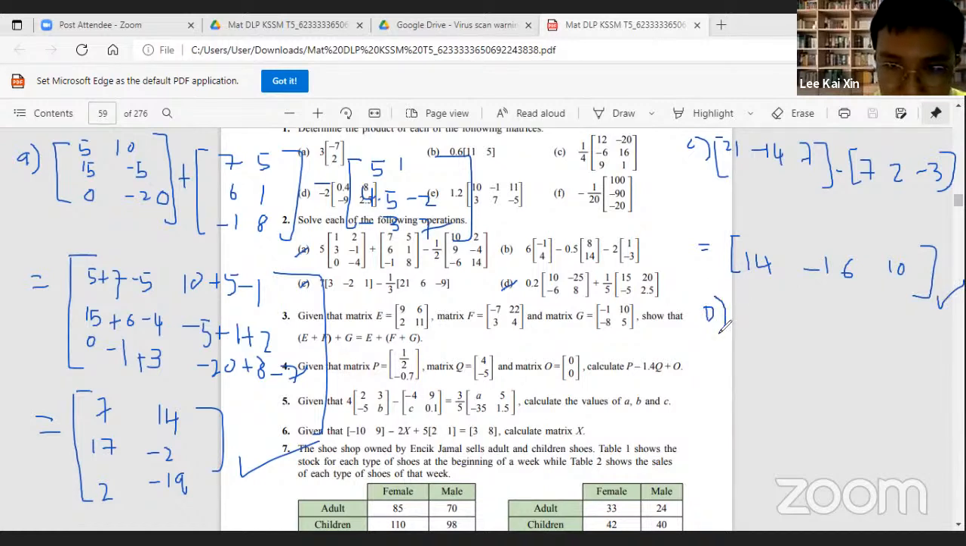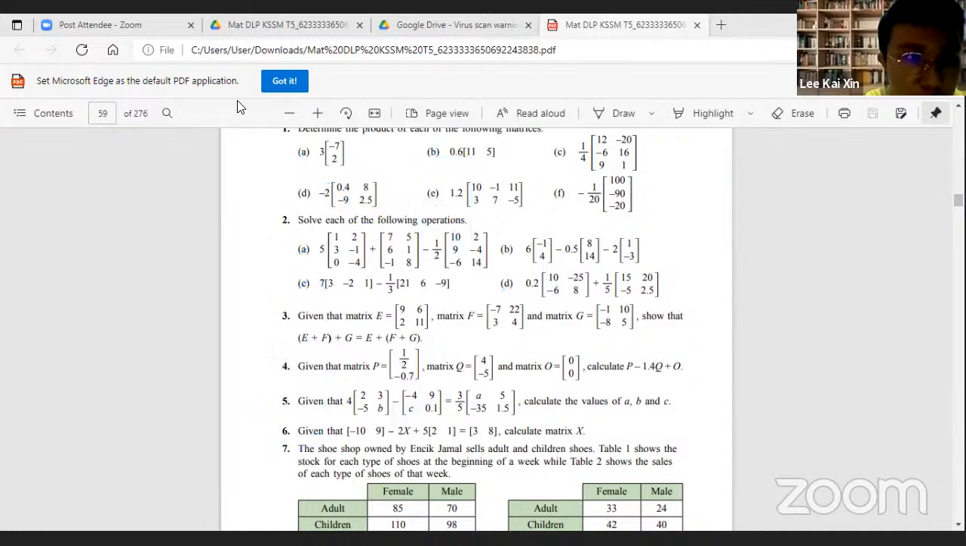How about D? Okay, D, now we don't do D, just both of these is enough. It's just the same as your addition and subtraction just now, but just some of the parts have the multiplication in front.